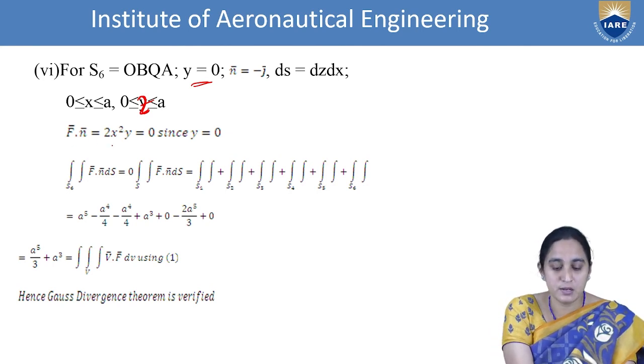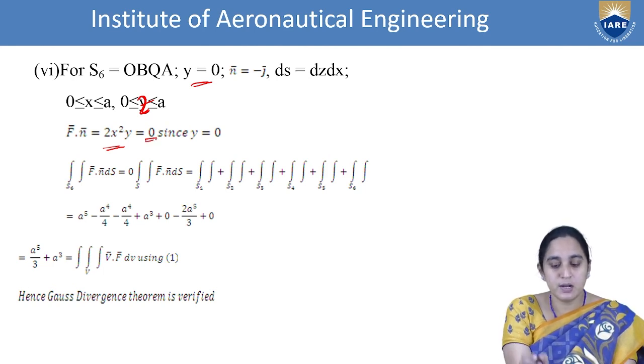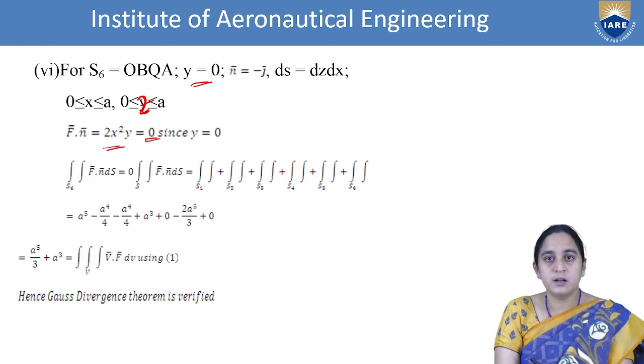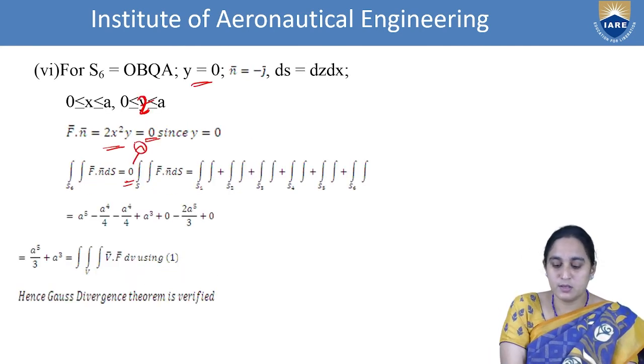Already we know f bar dot n bar from the previous face, that is 2x square y, but here y is 0. That's why f bar dot n bar is equal to 0. Therefore, the surface integral of f bar dot n bar ds over the S6 face is equal to 0. Let us take this as the seventh equation.